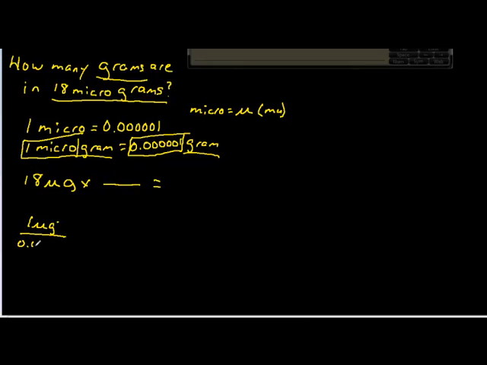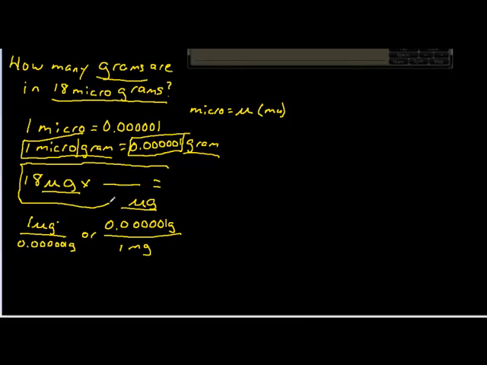The two fractions we can create is 1 microgram is the same as this number on the bottom, or we can flip it upside down. 0.000001 grams is the same thing as 1 microgram. And I apologize, I use an m there. I'll change it in a second. But we need to choose the one of these two fractions that has microgram on bottom, because that's what we started out with. Whatever you start out with, that's what needs to go on bottom.